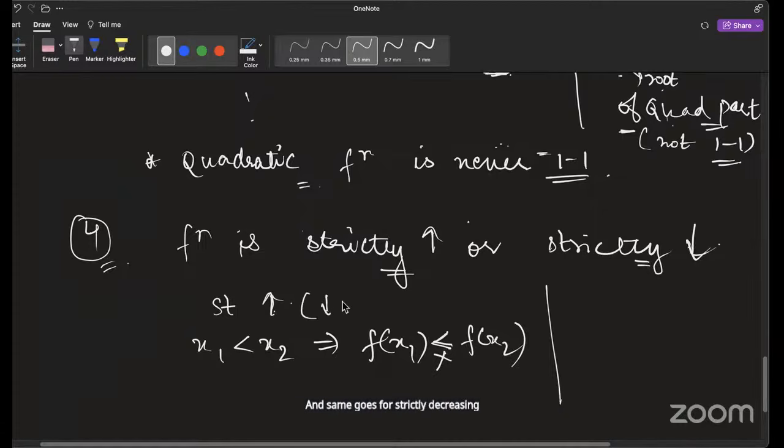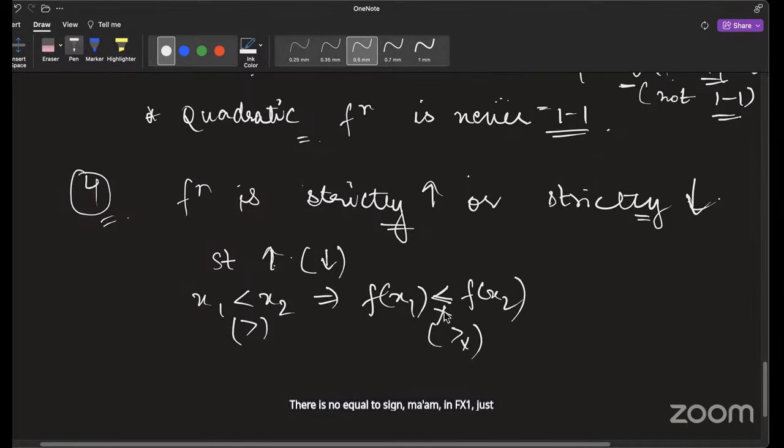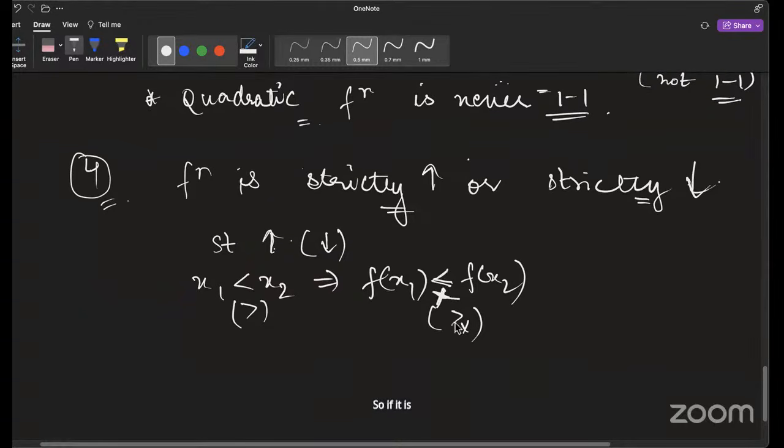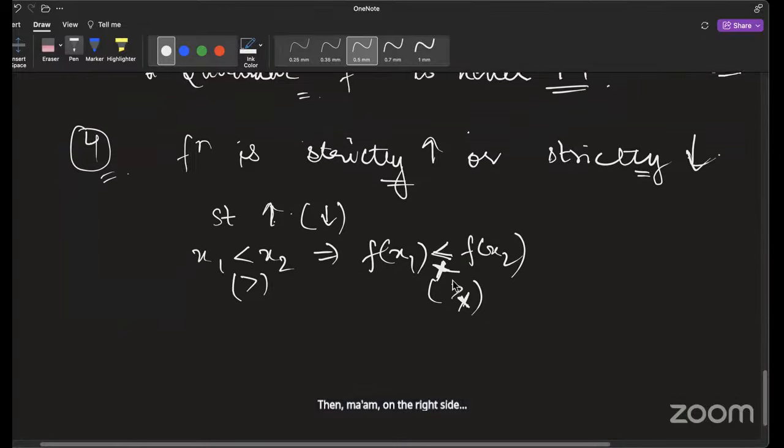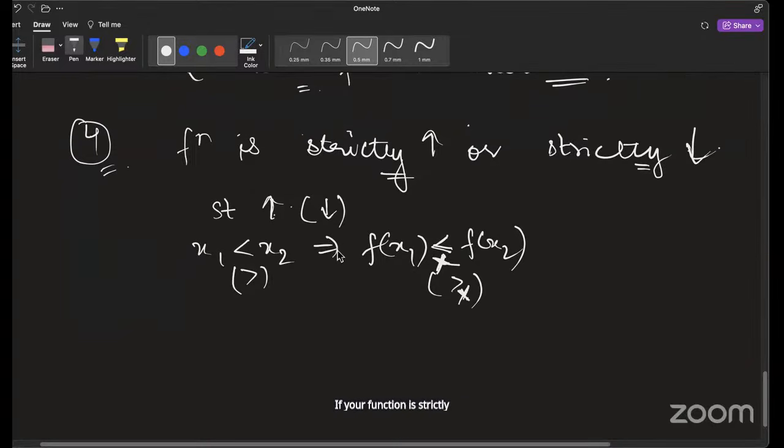If you have decreasing here, then this one becomes this, and this one becomes this. I'm not writing the whole thing. There is no equal to sign, just strictly greater than or less than, that's why I've crossed it out. So if your function is strictly increasing, then it is 1-1, and if it is strictly decreasing, then it is 1-1.